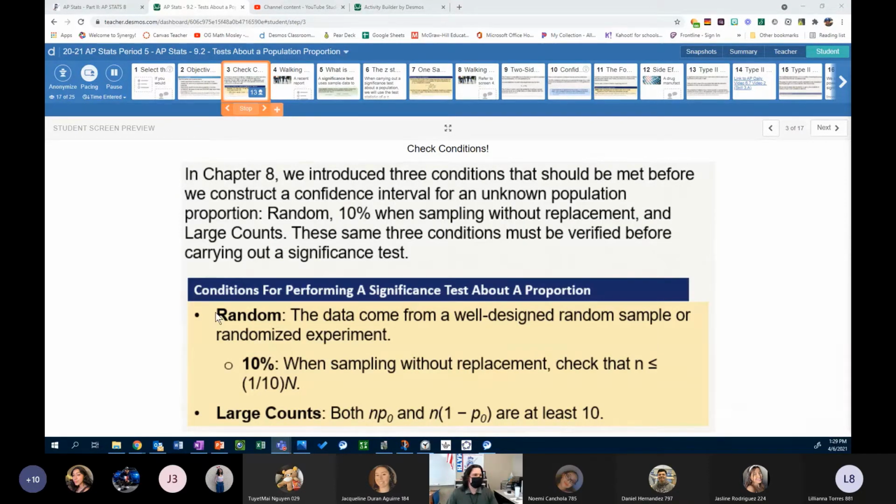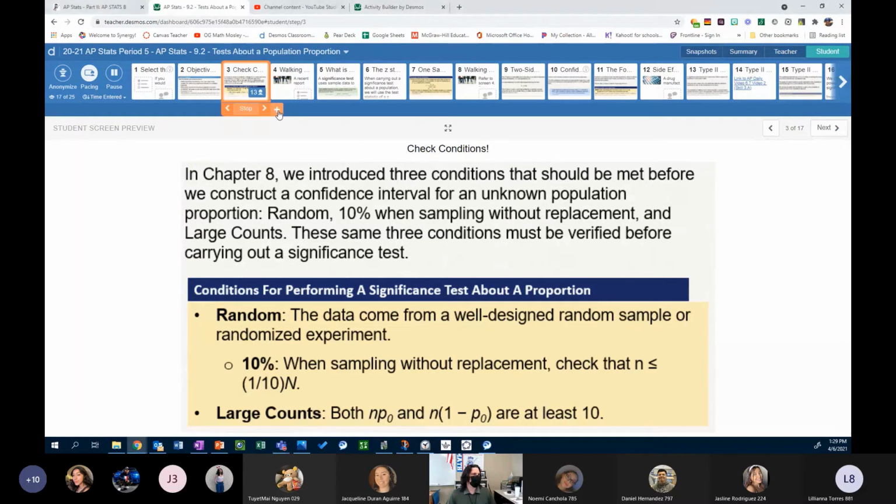So once again, the conditions are random: data need to come from a well-designed random sample or randomized experiment. 10%: when sampling without replacement, check that the sample size is less than 10% of the population. And large counts: both the number of successes, n times p naught, and the number of failures, n times 1 minus p naught, are at least 10. Successes or failures are determined based on your context. So these are the same three conditions that we've seen previously.